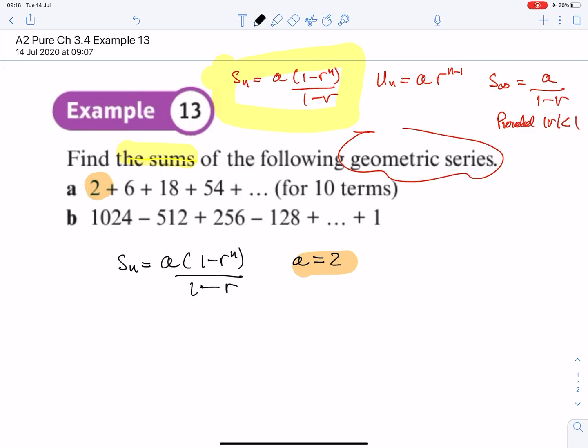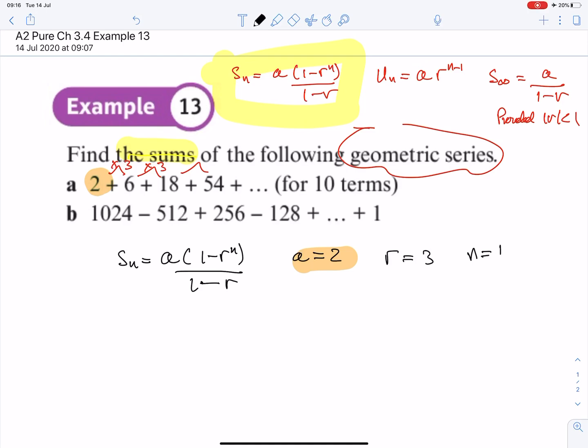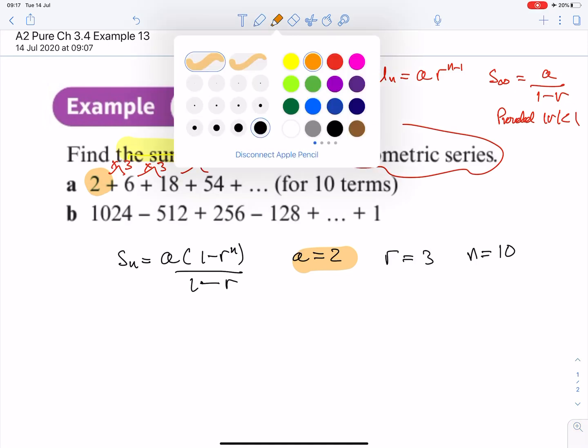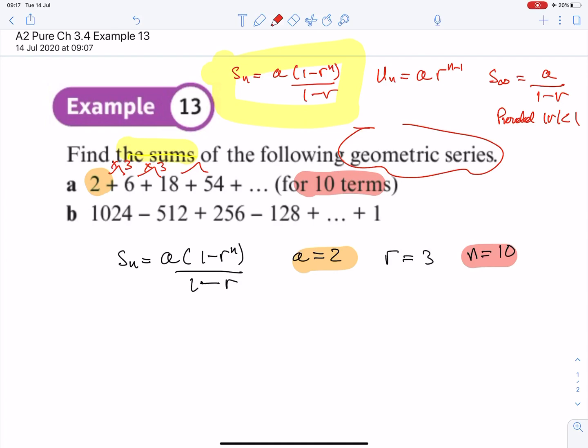We can look at the common ratio. So we are multiplying by 3. Check, multiply by 3, check, etc. So r, the common ratio, is equal to 3. And we're told in the question that n is equal to 10, the number of terms. So we can now substitute in. So S10 is equal to a, which is 2, 1 minus r to the power 10 over 1 minus 3.